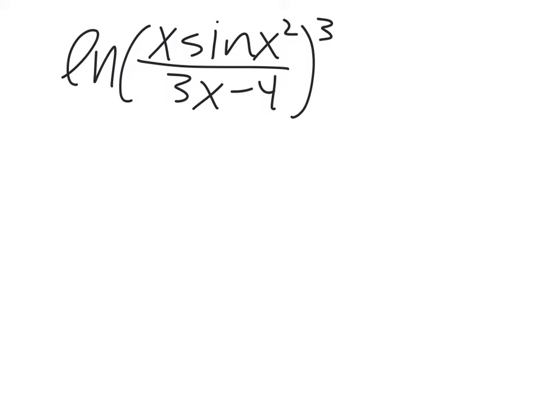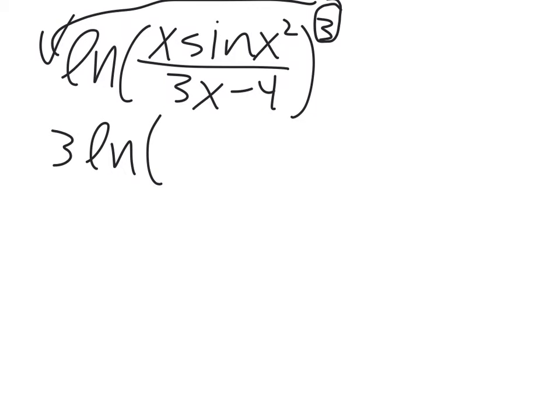And we have lots of steps to do even before we worry about the derivative. First thing we can do to make this a lot nicer. Okay, we have the log of something to a power. We can pull that power out in front and make it 3 times the natural log of just this quotient.